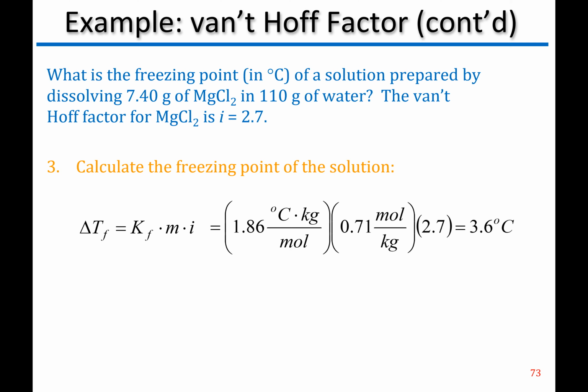Our delta T in this case is 3.6 degrees C. And calculate your new freezing point. So remember to do this calculation: the original freezing point minus the delta T to get to the new freezing point. So the freezing point of this solution would be minus 3.6 degrees C.